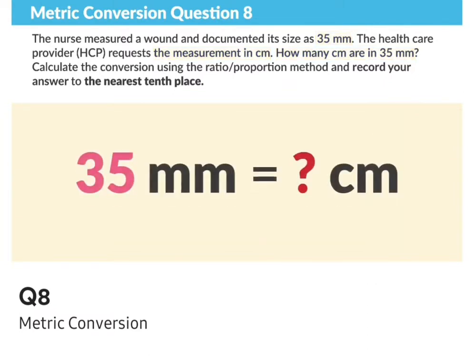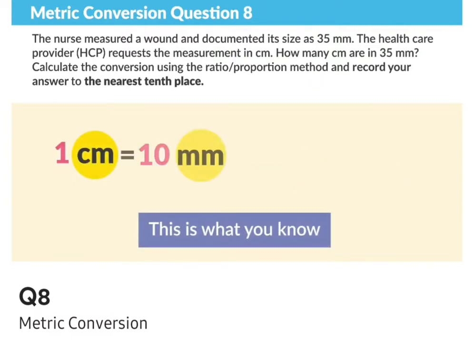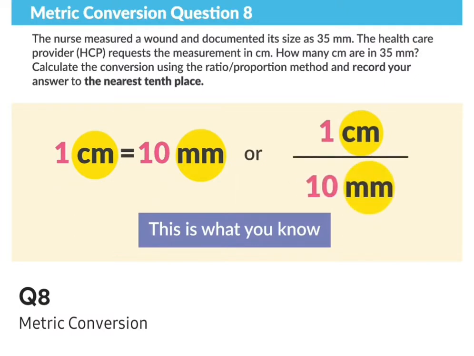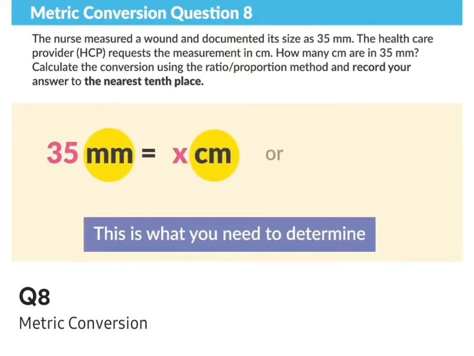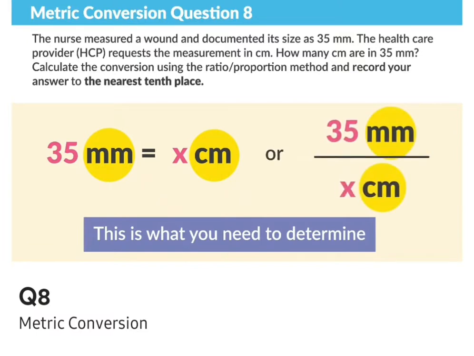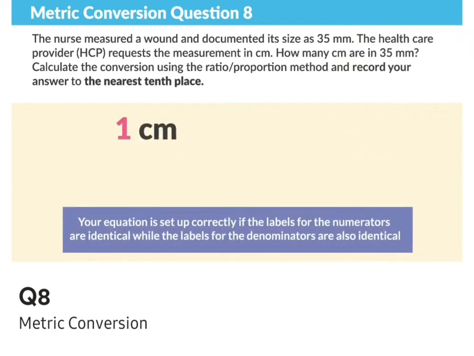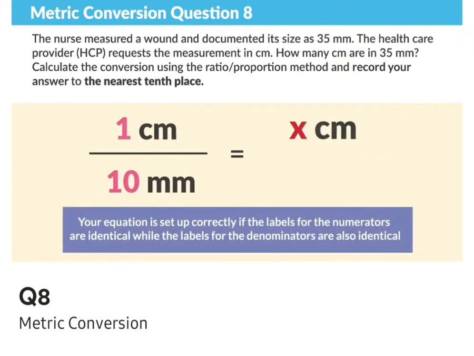All right, so let's set this up for ratio proportion. So we know that 1 centimeter equals 10 millimeters, or basically 1 centimeter over 10 millimeters. Now, what are we trying to calculate for? We're trying to calculate for centimeters. So we put 35 millimeters, or basically 35 over x centimeters. Now we place what you know on one side and what you're trying to calculate for, or basically determine, on the other side. So 1 centimeter over 10 millimeters and x centimeters over 35 millimeters.